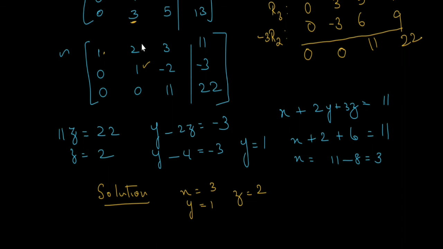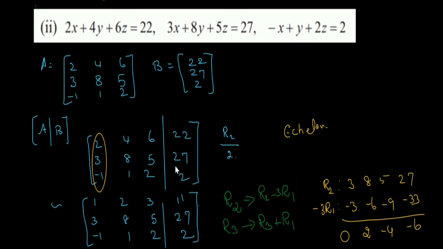Then you go to the first row. x plus 2y plus 3z is equal to 11. So x plus 2 into y is 1, plus 3 into z, 2, 6, is equal to 11. So x is equal to 11 minus 8, that is equal to 3. So x is 3, y is 1, z is 2. So we can go back and substitute.